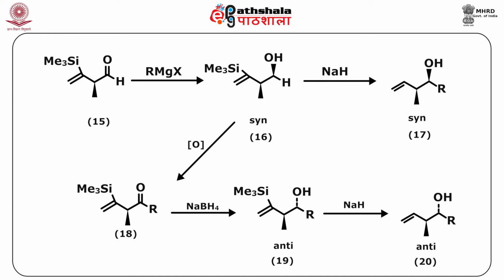When converted to ketones and the latter reduced with a metal hydride, the anti-diastereomer, again the Cram product, is obtained almost exclusively. The diastereoselective formation of methyl homoallyl alcohol has been depicted here in the given structural formulas.